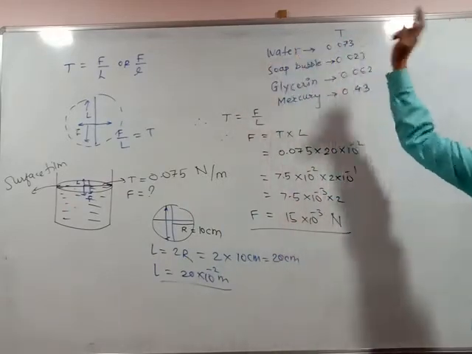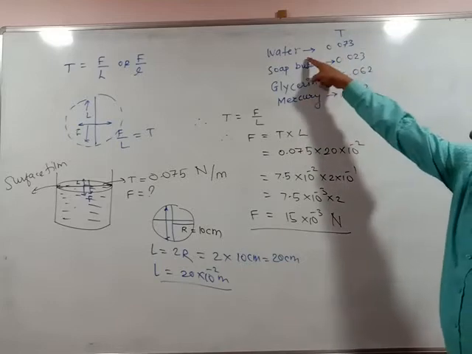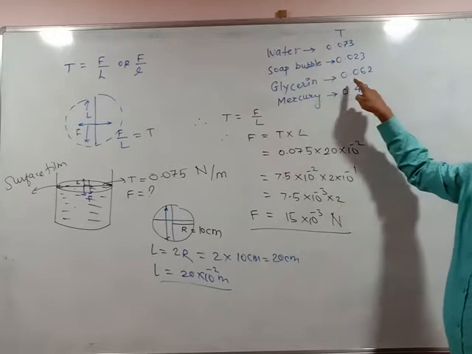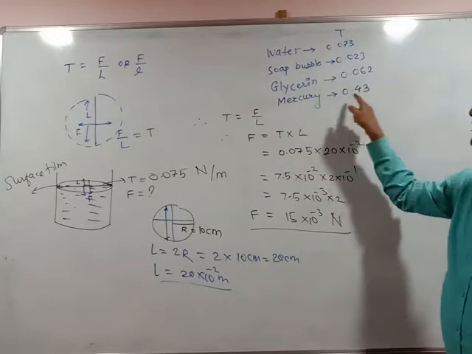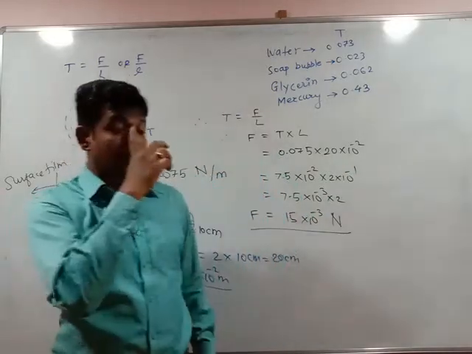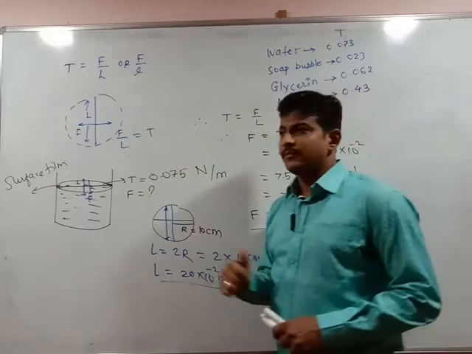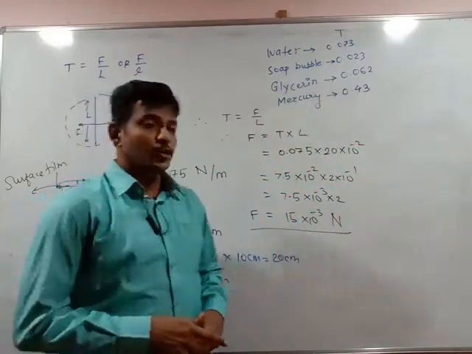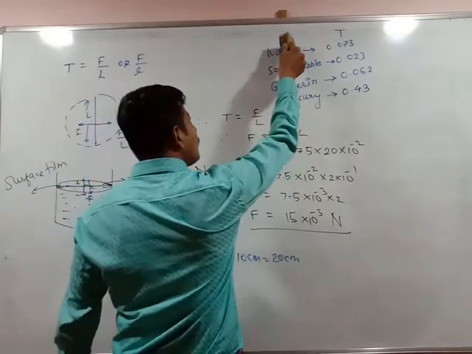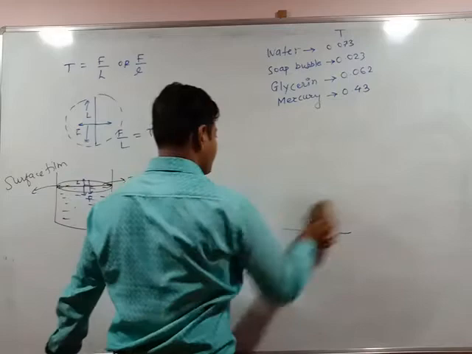Water surface tension 0.073, soap bubble surface tension 0.023. So compared to water, its surface tension is comparatively less. Glycerine surface tension is 0.062. Mercury surface tension is 0.43. Means surface tension has the highest value for mercury. Means the surface tension is always maximum for mercury compared to water, glycerine, and soap bubble. So try to understand these values: water, soap bubble, glycerine, and mercury surface tension values.